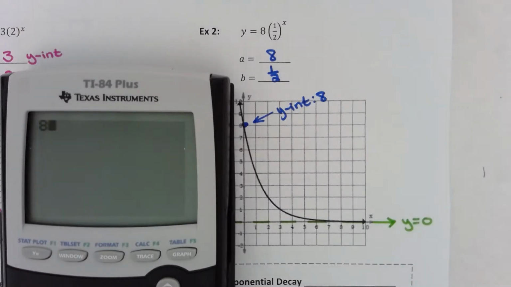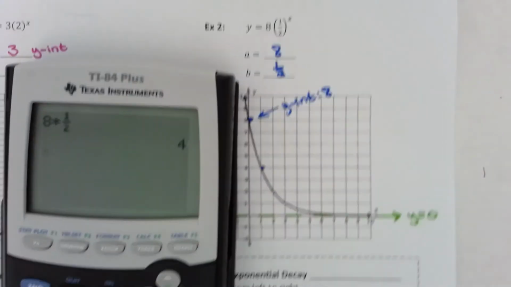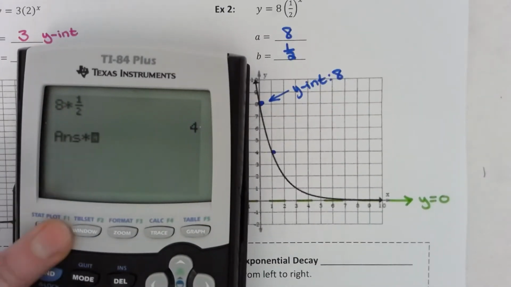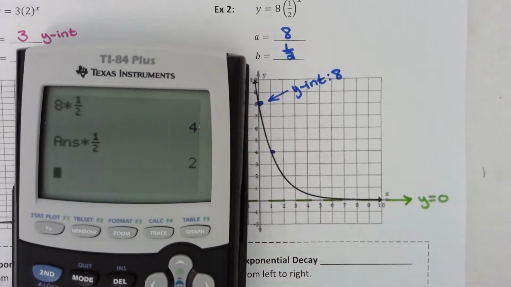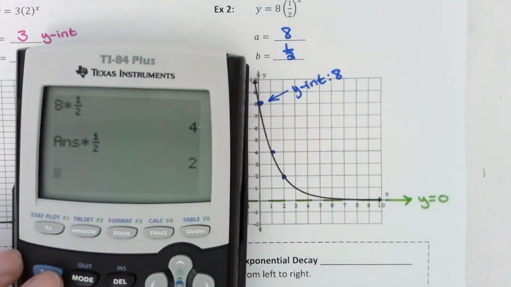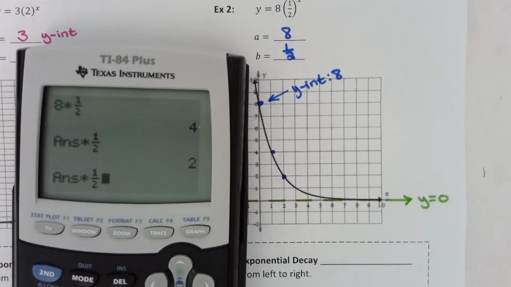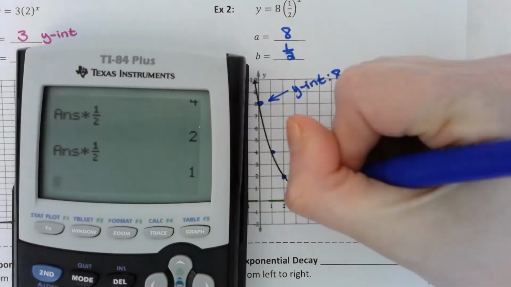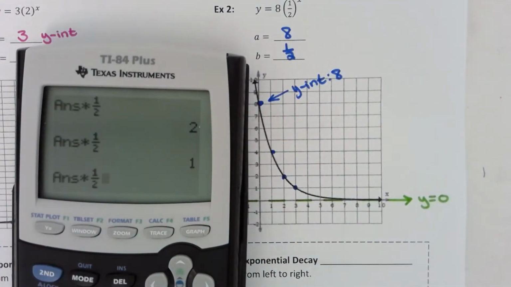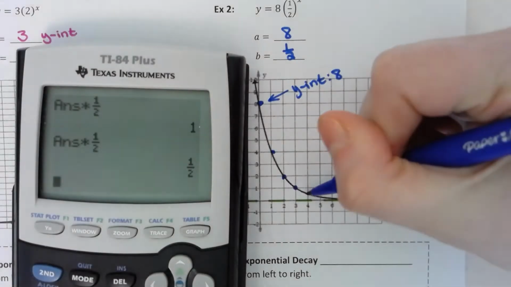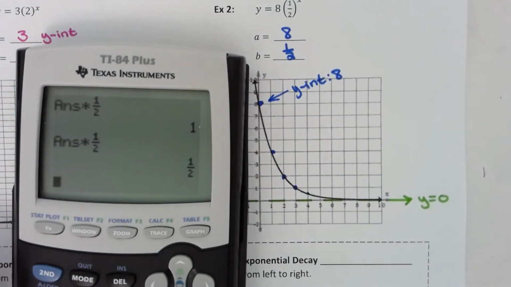We have 8, and we are going to multiply it by 1/2, which gives me 4. So my next number would be right here. Then I'm multiplying by the fraction 1/2 again, which gives me 2. And then if I multiply by that fraction again, I get 1. If I do it again, I've got 1/2, and it's just going to keep going.